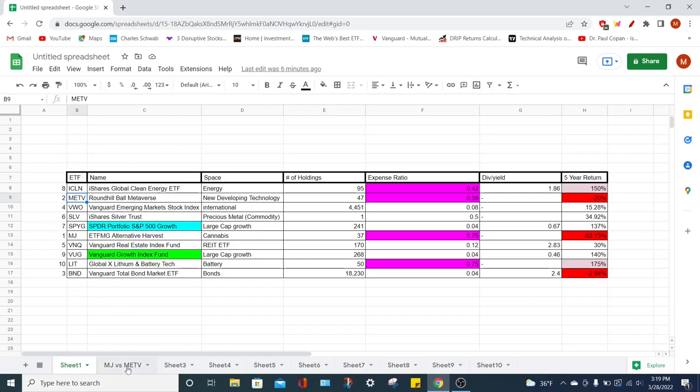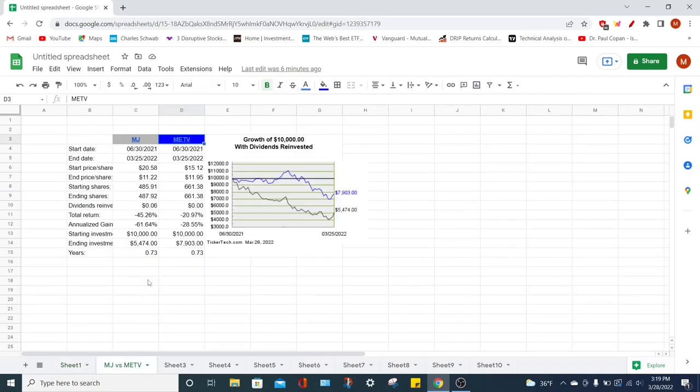So let's start by comparing MJ to METV. And to compare these companies, we are going to hypothetically invest $10,000 into each of these at the exact same time, which means they will have an identical start date, and we are also going to have dividends reinvested. So for this arbitrary date that we picked to compare these two ETFs, we actually just picked 1 year.